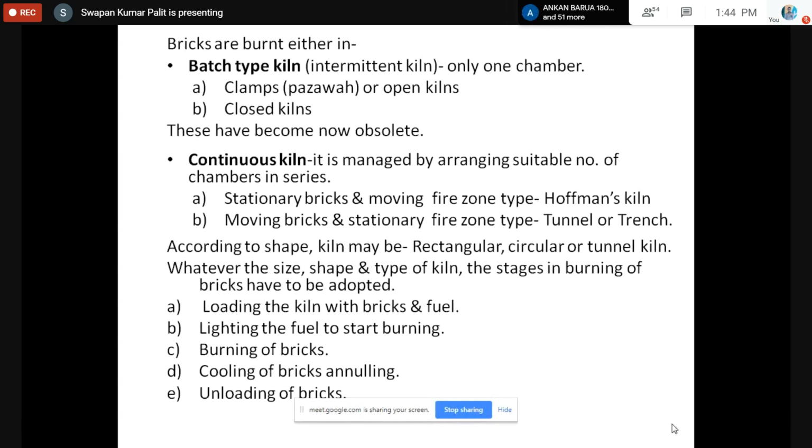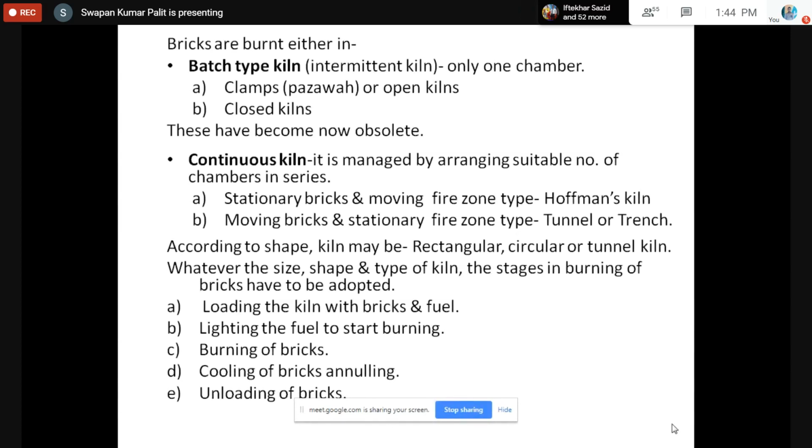After a specified period of burning, the burning will be stopped and it will be kept for cooling for several days. It may be 8 to 10 days or more. Then after cooling, bricks will be unloaded. This may be a continuous process in a continuous plant. In some portion, loading is there. In some portion, unloading is there. Simultaneously, these are happening.